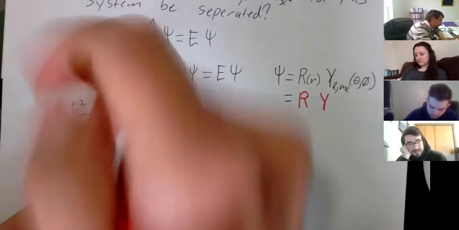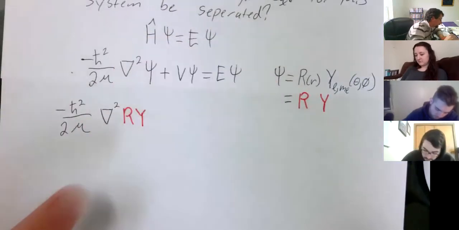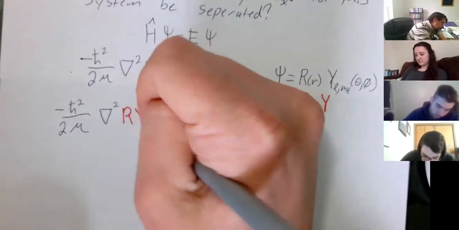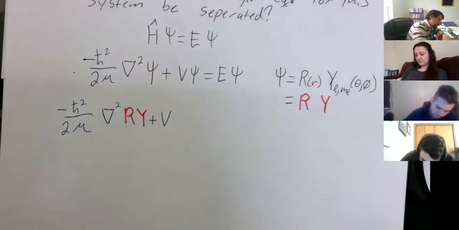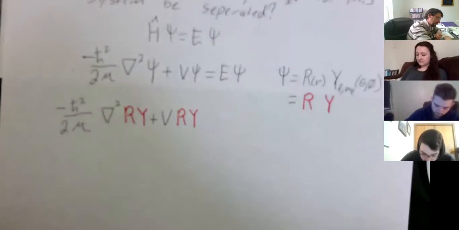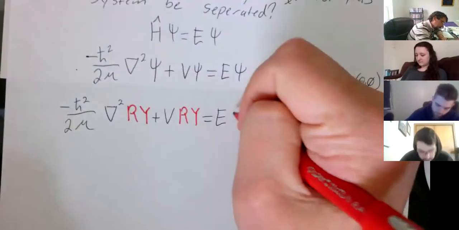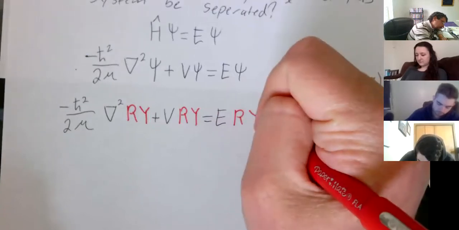And then we have our Y plus V R Y is equal to E R Y.